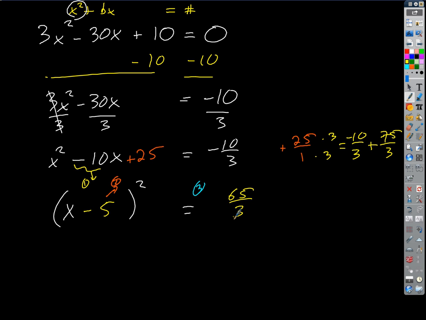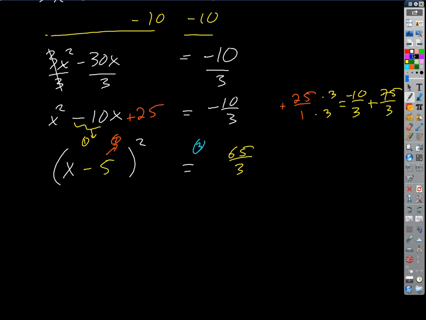Okay, now we completed the square. Now all we've got to do is isolate x. So we're going to square root both sides, right? To get rid of the squared. That's going to give us plus or minus the square root of 65 thirds. Okay, so what are we going to do with this?